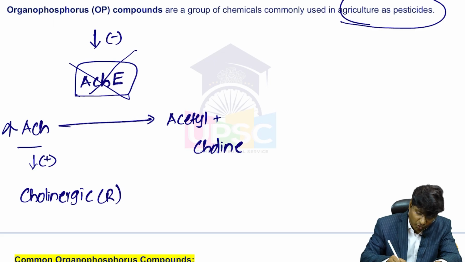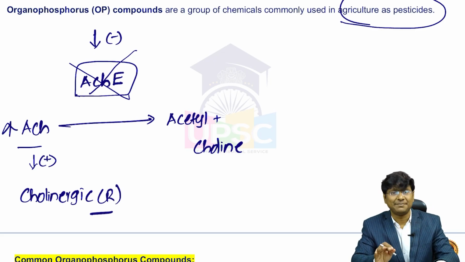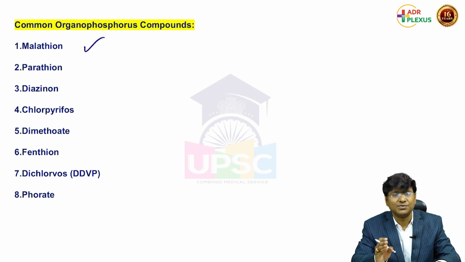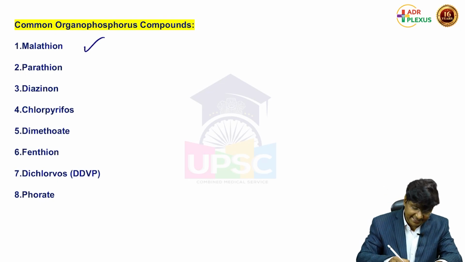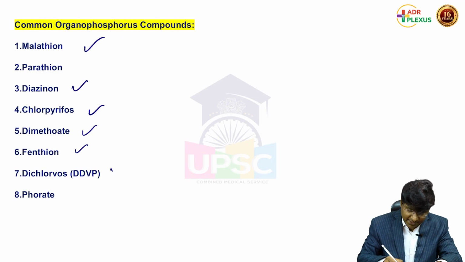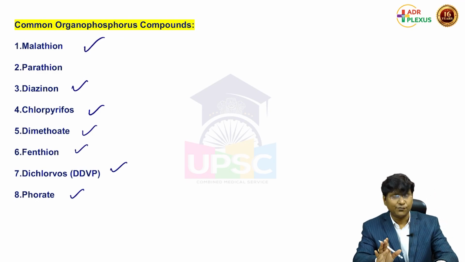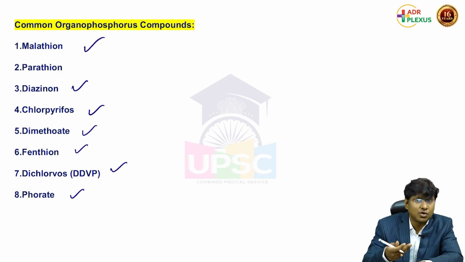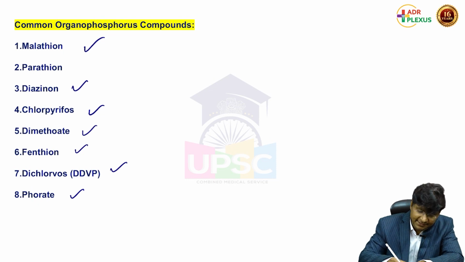Right, this will cause the overstimulation of the cholinergic receptors, causing the toxic effects. Now, what are the common organophosphorus compounds? These are all the examples of the organophosphorus compounds: malathion, parathion, diazinon, chlorpyrifos, dimethoate, fenthion, dichlorvos, as well as the phorate. So these are the common organophosphorus compounds, and because of this organophosphorus compound poisoning, there will be muscarinic effects.